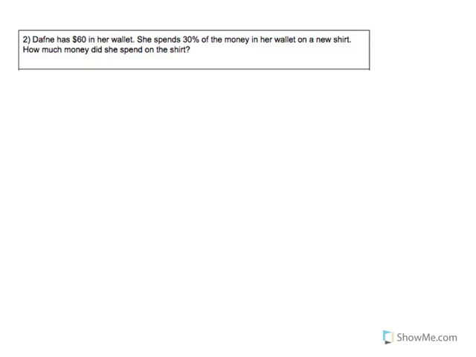Moving on to number two, Daphne has $60 in her wallet. She spends 30% of the money in her wallet on a new shirt. How much money did she spend on the shirt? Well, she spent 30% of the money. So I'm going to write a percent statement.